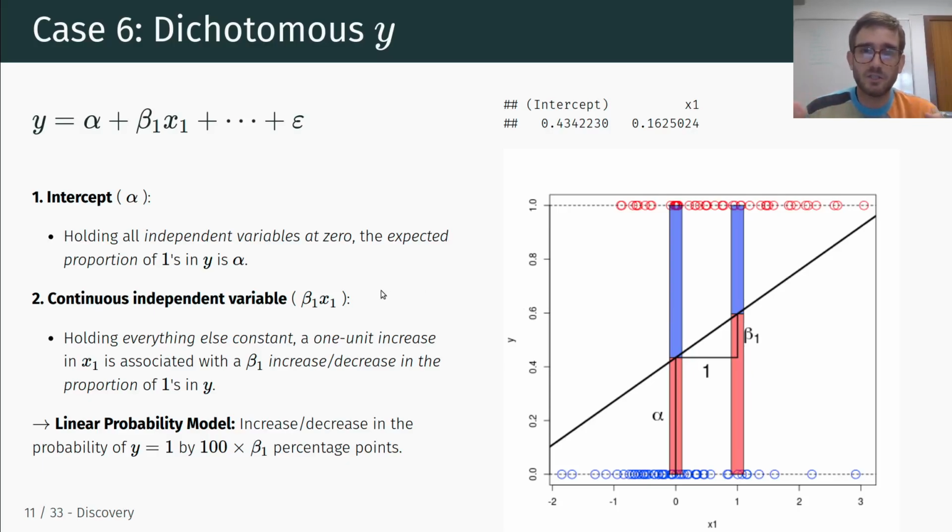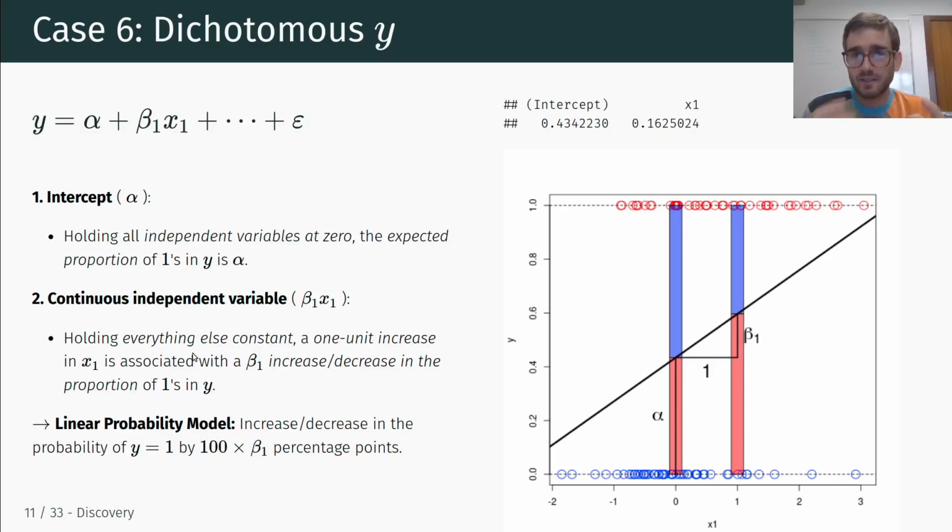So the interpretation is still the same. It's still the expected value of y, conditional on all independent variables being equal to 0. The only difference is that the expected value of y of a dichotomous variable is equivalent to the expected proportion of ones in that variable, right? Now, how to interpret the slope coefficient for our continuous independent variable?